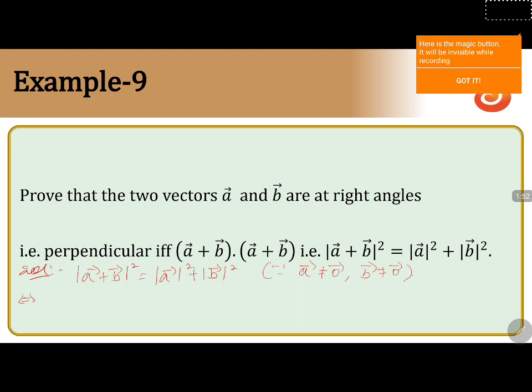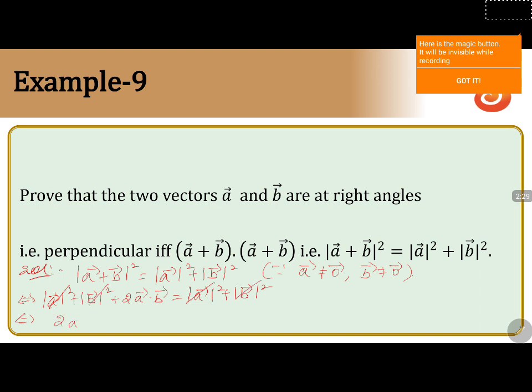Now the magnitude of a plus b whole square we will expand according to (a plus b) whole square, that is a square plus b square plus 2ab. So this can be written as the magnitude of a whole square plus the magnitude of b whole square plus 2 into a dot b is equal to, we will write it as the magnitude of a whole square plus the magnitude of b whole square. So here, in both cases the magnitude of a whole square will get cancelled, and the magnitude of b whole square also will get cancelled on both sides.